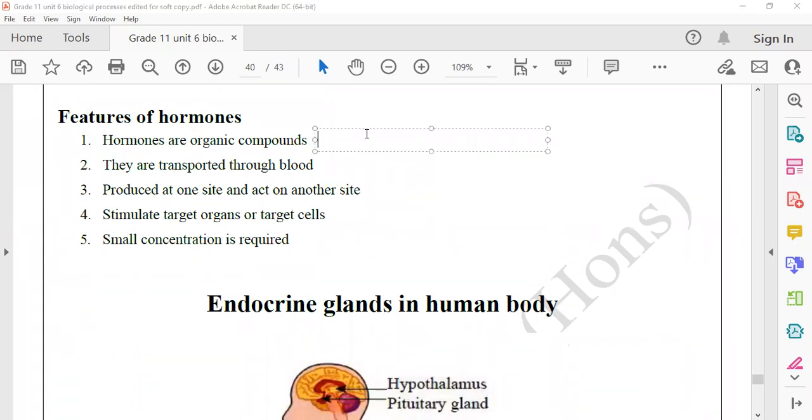Right. Hormones have certain qualities. One quality: hormones are organic compounds. Some of the hormones are proteins. Some hormones are lipids. Protein or lipid, they are organic compounds. Second, they are transported through blood. Third, they are produced at one place.